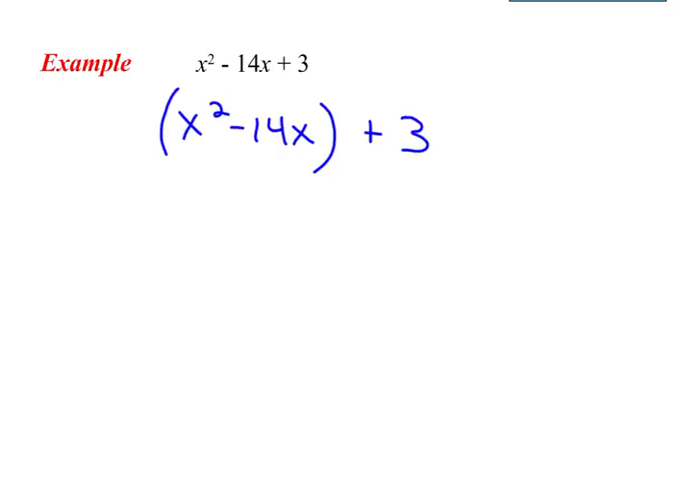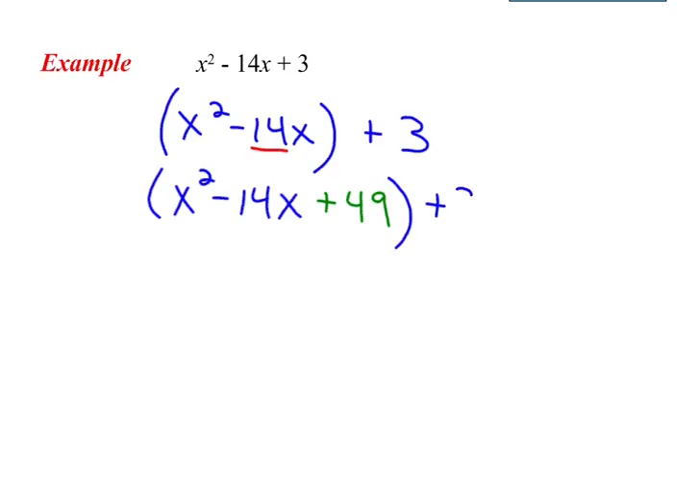The next step is the most important step, okay? We take half of the coefficient of the x term and square it. So half of 14 is 7. 7 squared is 49. And we're going to take that 49 and add it on to what's in parentheses. And we're going to subtract it on to the end of our expression.